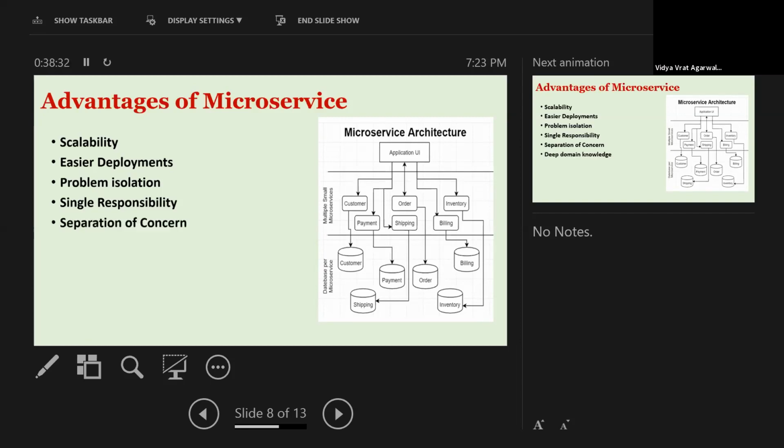Separation of concern. Remember the concern we talked about? Your logging code was also living there. Security code was living there. Everything was together. But now you even separate the concerns.